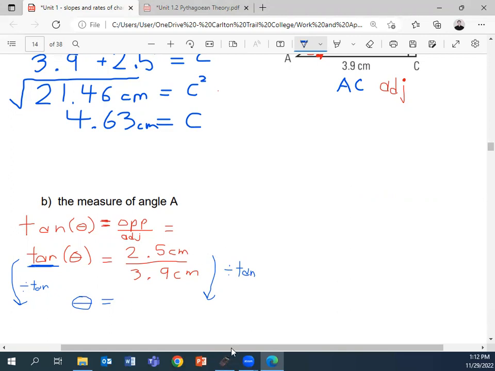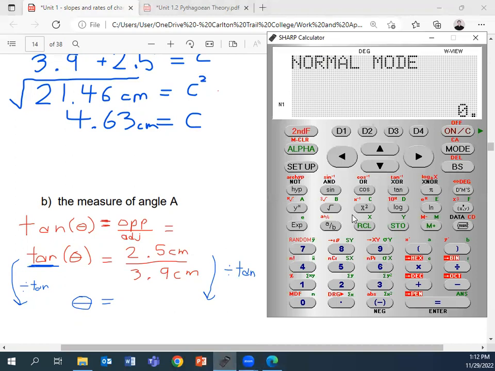But if you try and put this in your calculator, if you try and do my little fraction button, 2.5 and 3.9, and I take this whole thing and I divide it by tangent, my tangent button's right here on my calculator. Everyone sees the tan button? If you try and do this, it breaks. So you can't do it. There's a special way to do it in your calculator.